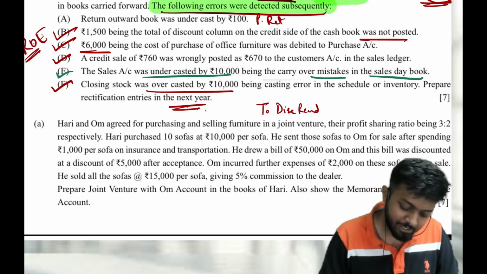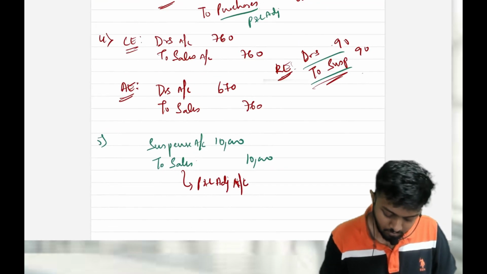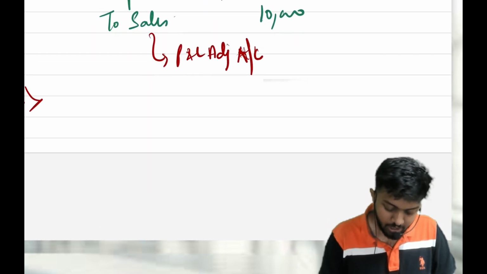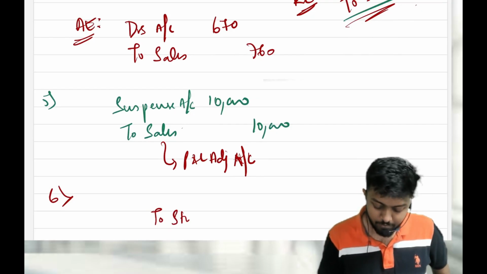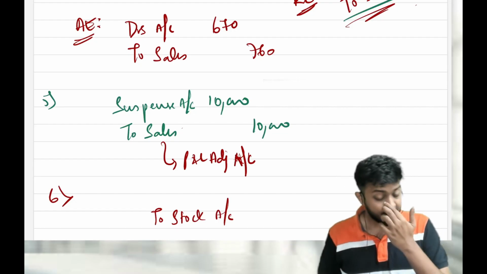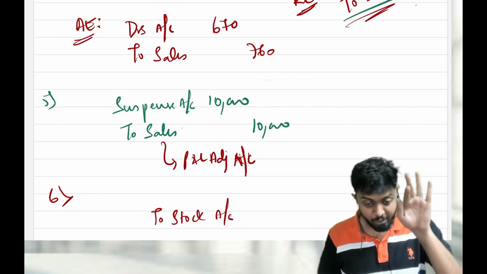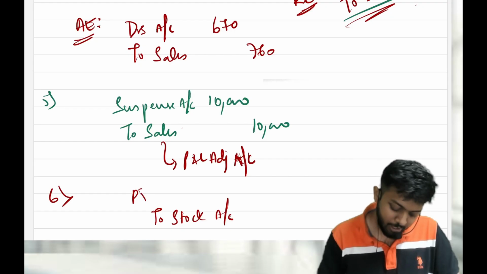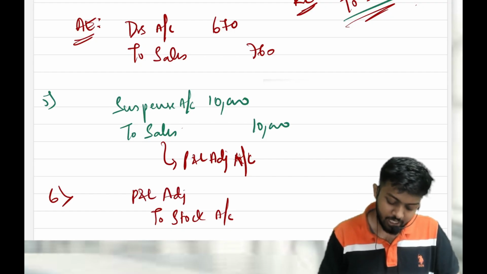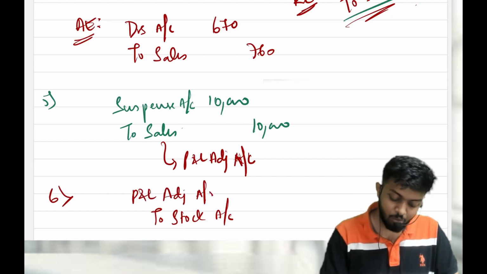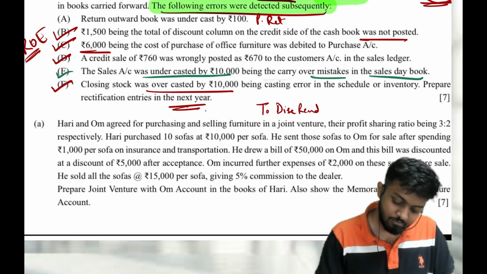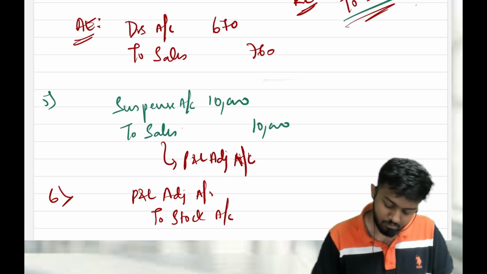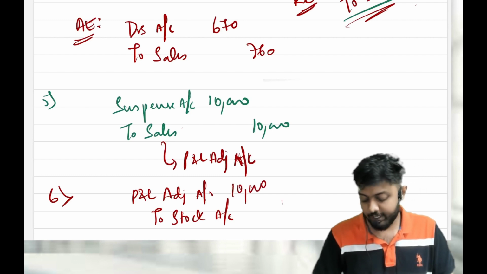So what is the entry I will pass? Stock is an asset, reducing credit, so credit stock account. And reduce profit: profit is income, reducing debit. It's a nominal account, so I'm using P&L adjustment. It was overcast by how much? 10,000. Correct. Please note that point.